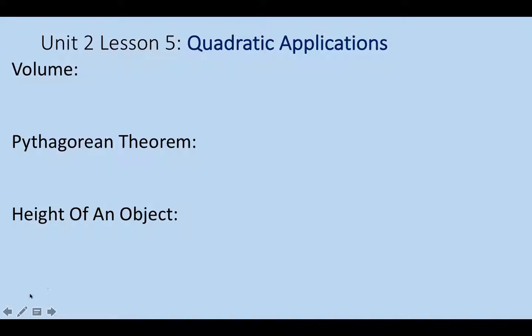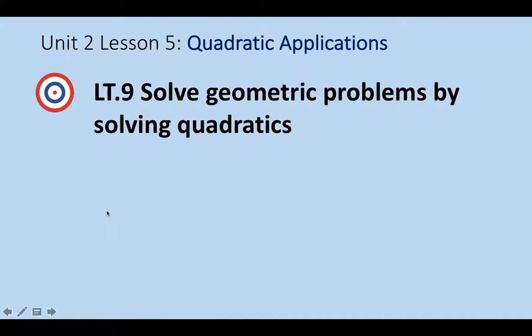Hey, algebra students. Today we are doing the application part of our solving quadratics. So your learning target number 9: solve geometric problems by solving quadratics.